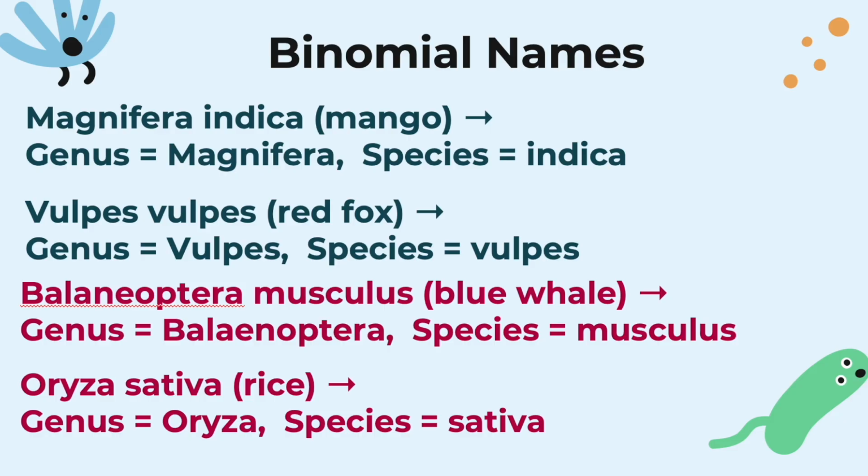Vulpes vulpes, which is the red fox. The initial of the first word, Vulpes, is uppercase, so it's the genus, and the initial of the second word is lowercase, so the second vulpes is the species. The blue whale, Balanoptera musculus. The genus is Balanoptera and the species is musculus. And our last example, rice, which is Oryza sativa. Its genus is Oryza and its species is sativa.